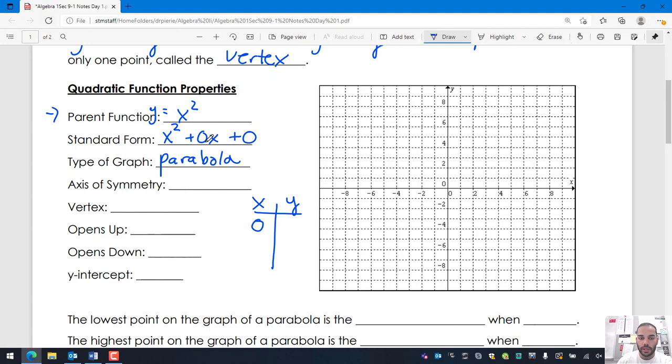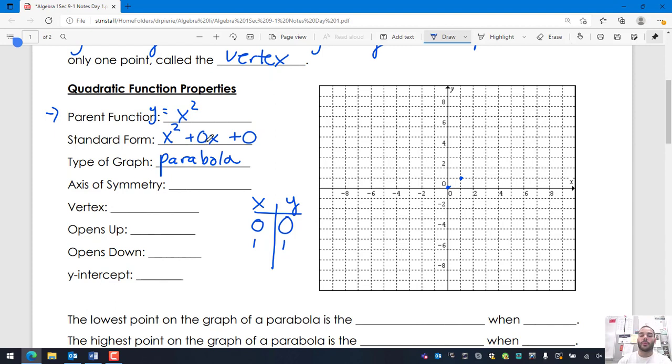0 squared is equal to 0, y is equal to 0. Okay, so what do I know? I know I have the point 0, 0 on this graph. Okay, what's another easy point I could plug in? Well, how about 1? When I plug in 1 into this equation, what do I get back? 1 squared is the same thing as 1 times 1. 1 times 1 is equal to 1. When I plug in 1, I get back 1. I know I have the point 1, 1 on this graph.